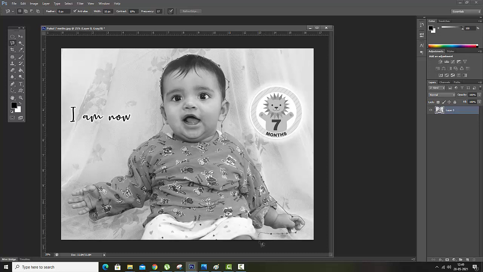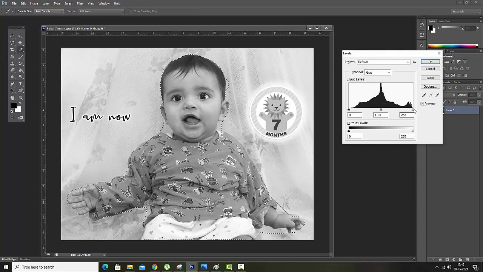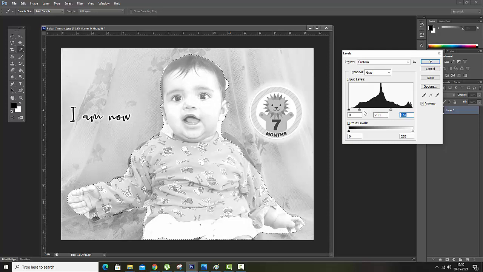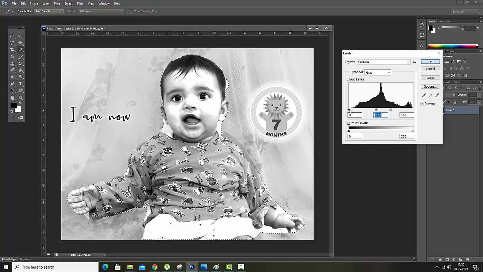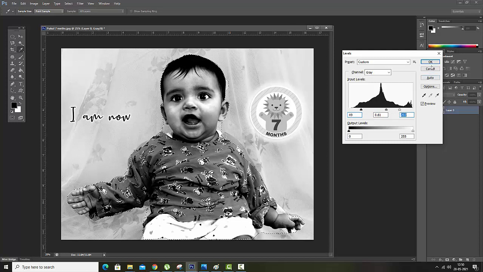So we can select this one, the magnetic lasso. If we go like this, I am selecting the total baby. So this has been selected. Now if I increase this part of the baby, I am increasing the color of this one. Actually, I cannot increase the color, only the contrast can be increased. So this total thing has been increased.